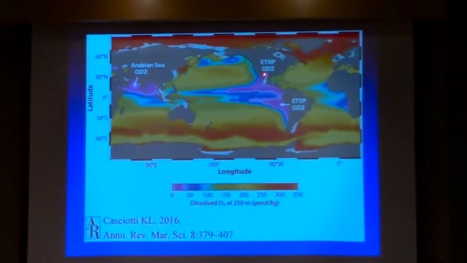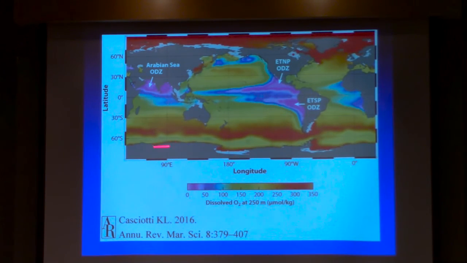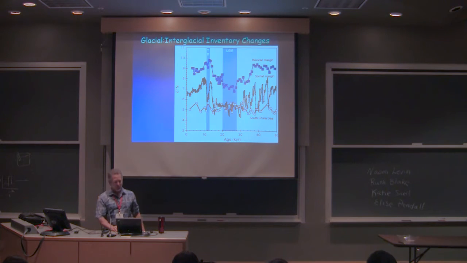The regions that are important are the Eastern Tropical North and South Pacific and the Arabian Sea. Again, this is dissolved oxygen at 250 meters, so 250 meters below the surface. Oxygen is basically not measurable. There have been cruises where 60 meters below the surface, you collect a sample of water and you can't measure oxygen in it. It's so low. And that's from the Eastern Tropical North Pacific. So those are the regions that are important.